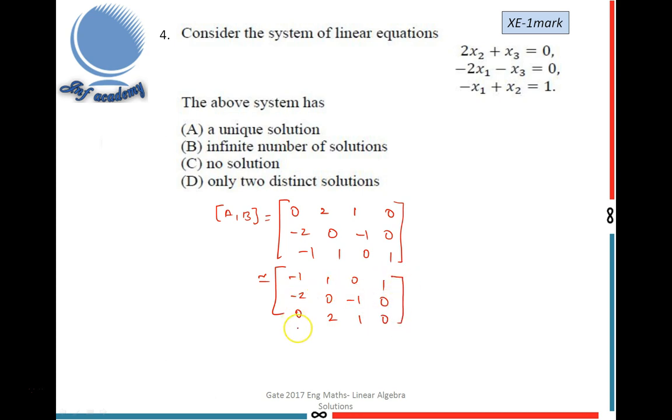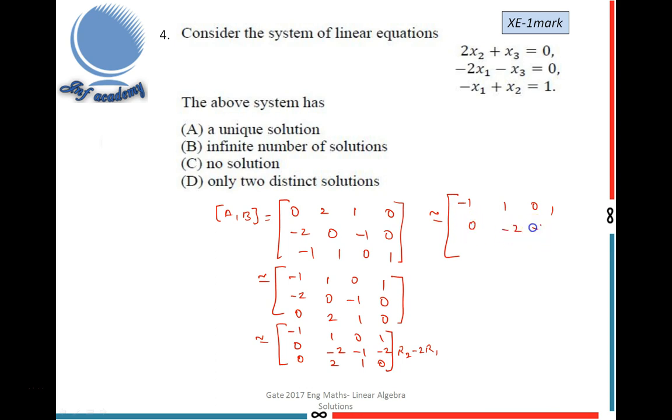Next, I make this element into 0, this element also 0. So here I do only one step, that is, I convert this element minus 2 into 0. So, multiply by 2 and subtract these two, we can get 0. R2 minus 2R1. So, we can get 0, minus 2, minus 1, minus 2. Next, R3 is same: 2, 1, 0. The next step is adding these two, we can get this element 0. So, I apply that one step only.